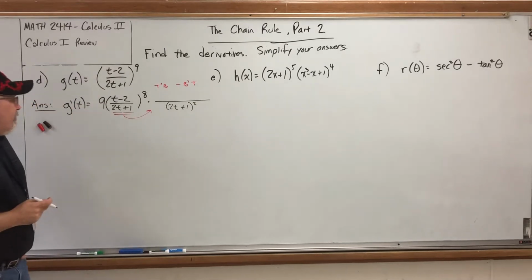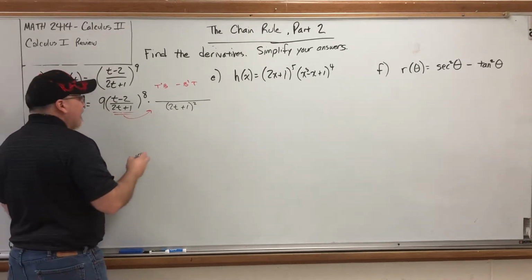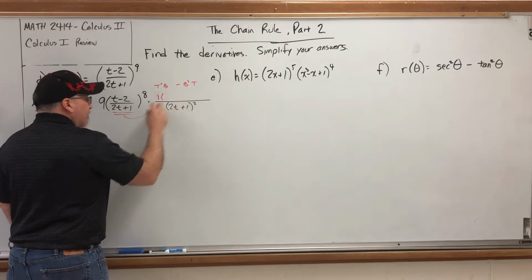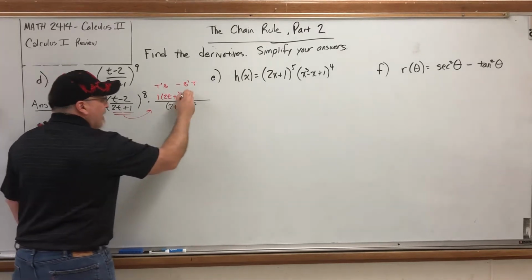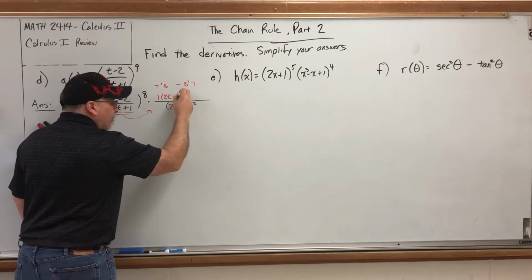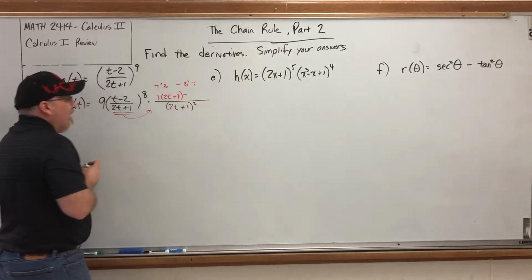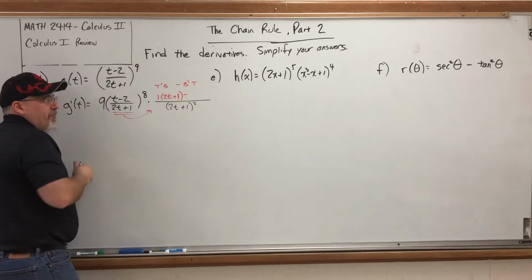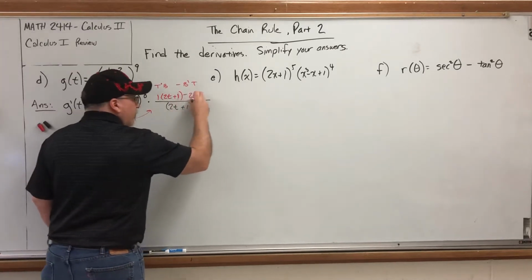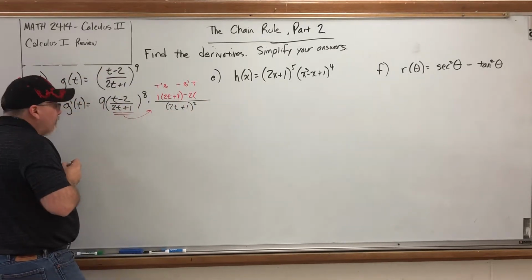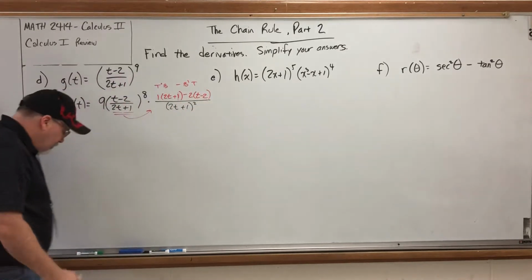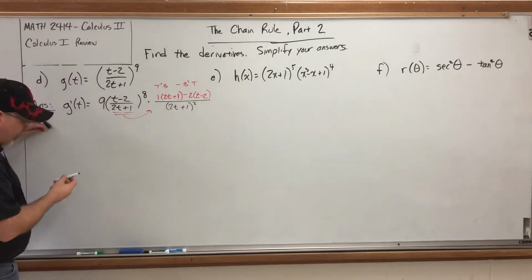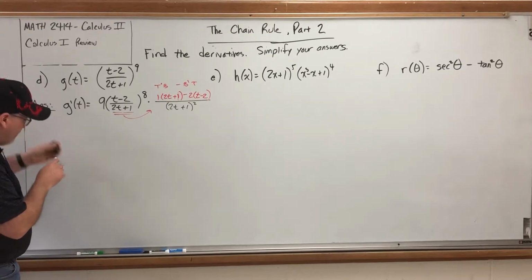All right, so derivative of the top, the derivative of t minus 2 is just 1, times the bottom, 2t plus 1, minus the derivative of the bottom, the derivative of 2t plus 1 is 2, times the top, t minus 2. All right, so the derivative is not going too terribly bad. We just got to clean this mess up as much as we can.